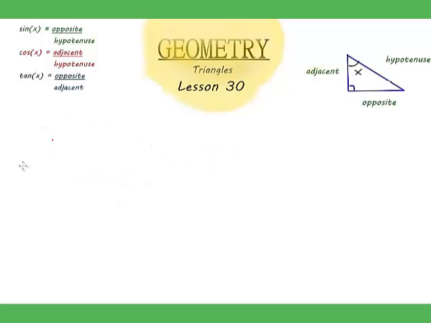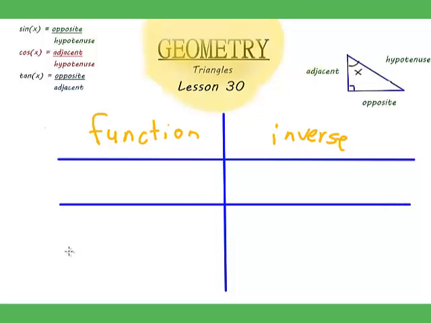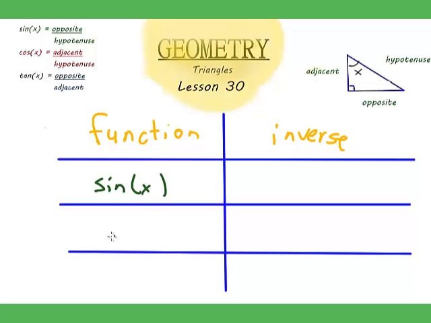So now let's draw a chart. So let's put the functions on one side and its inverse on the other side. And now let's draw some lines. So there's 3 functions, so there's 3 spaces. So the first function is sine x. Then the next is cos x, then tan x.